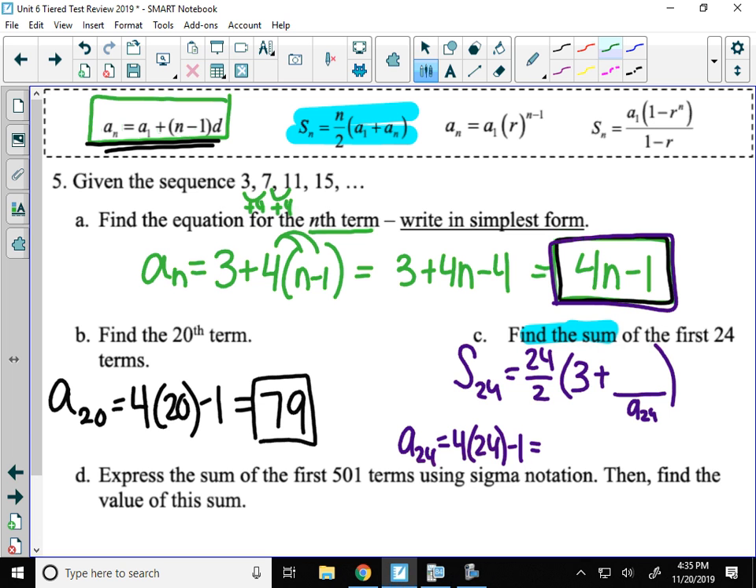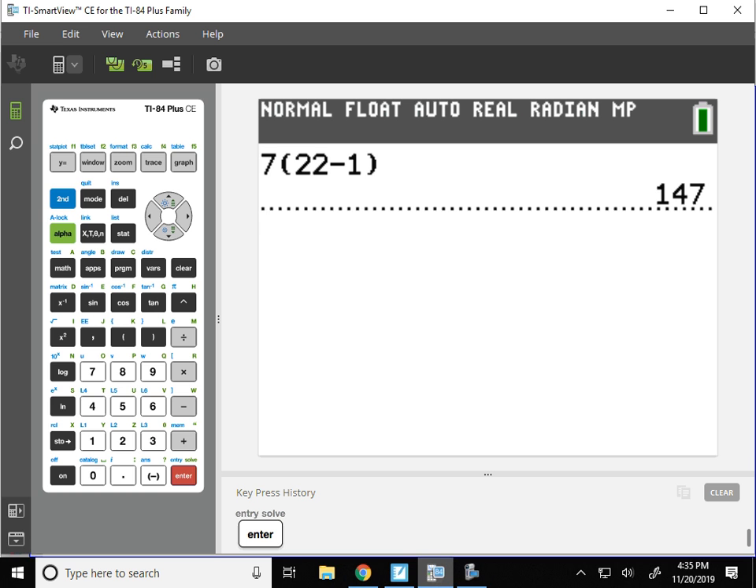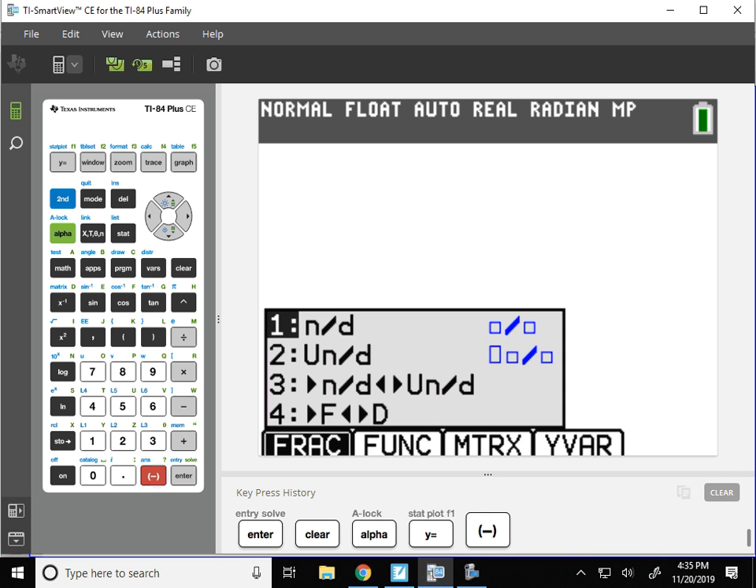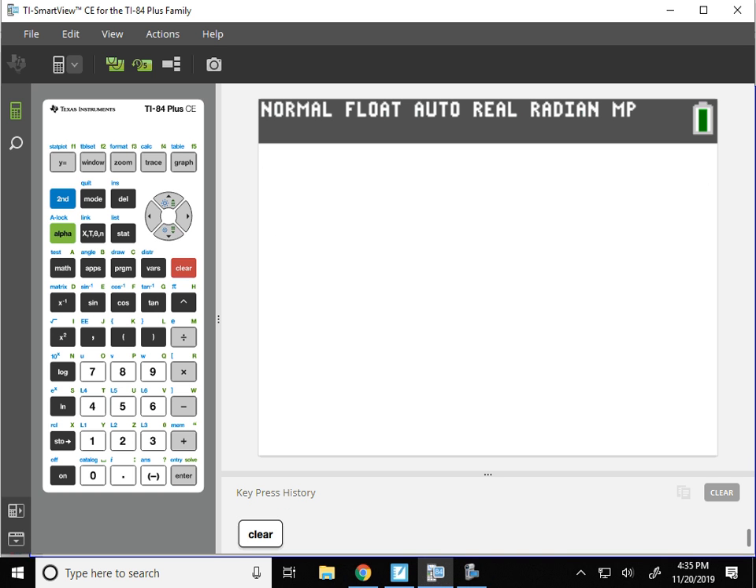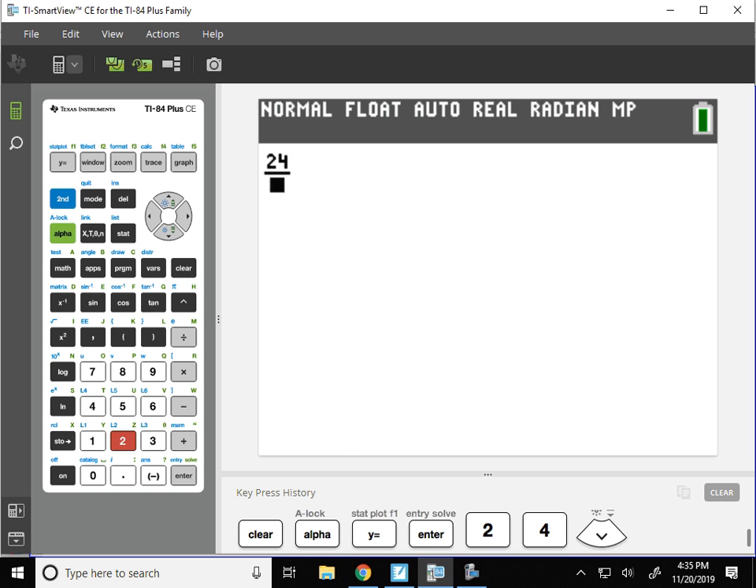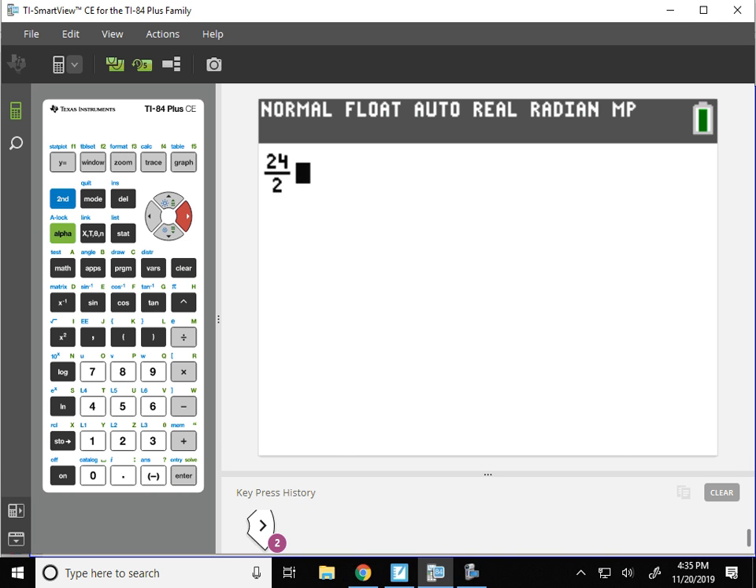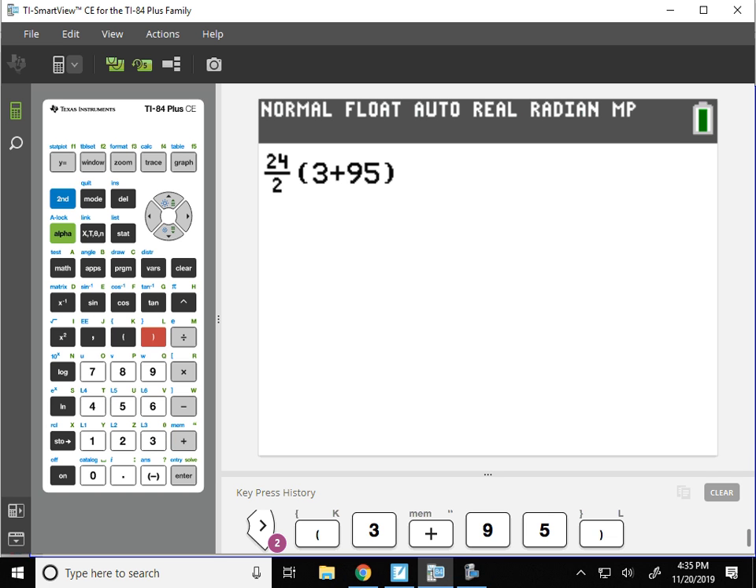Okay. I calculate that and I get 96 minus 1 is 95. So I'm going to put 95 in that formula. And then I can type it into my calculator. Okay, so I'll have 24 over 2. Or you can write 12, that's fine. Times 3 plus 95. And it tells me the sum is 1,176.